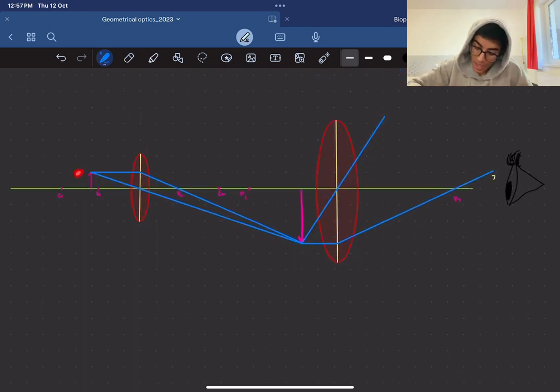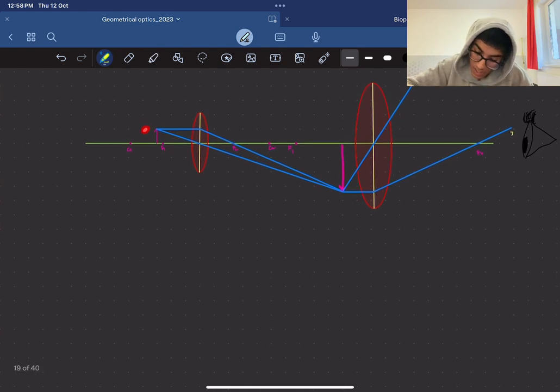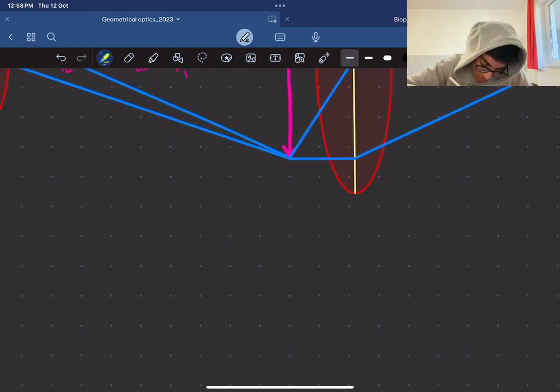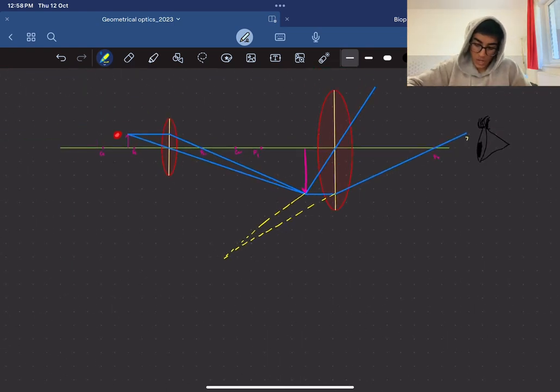And then what we get now is absolutely insane. We get an image which will... This may not be the perfect extension, but you understand what I'm trying to say, right?